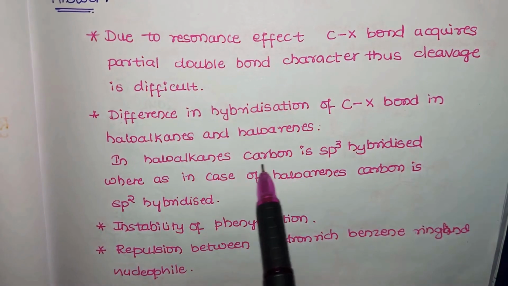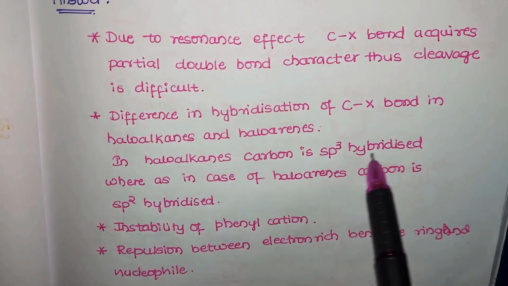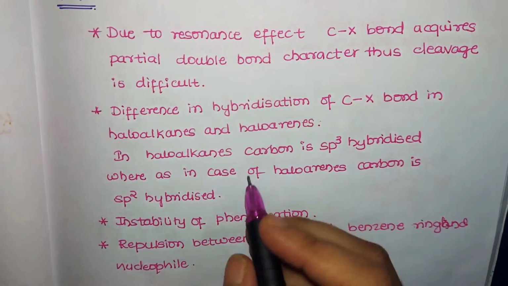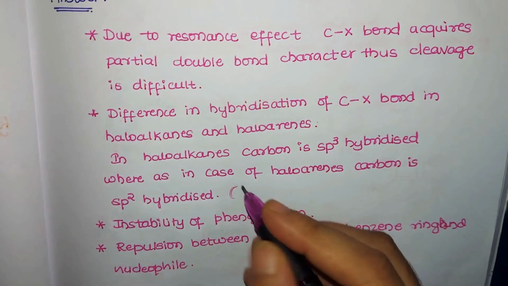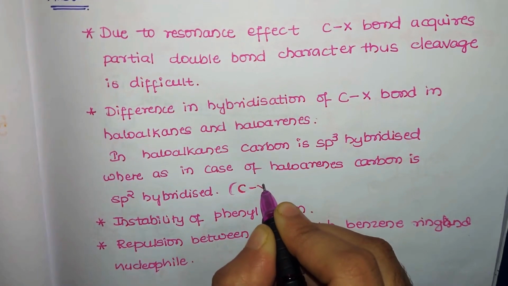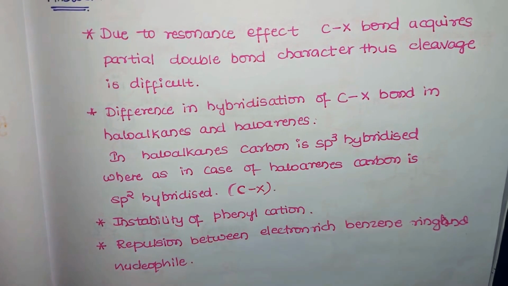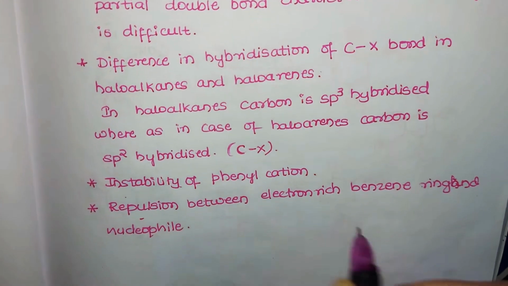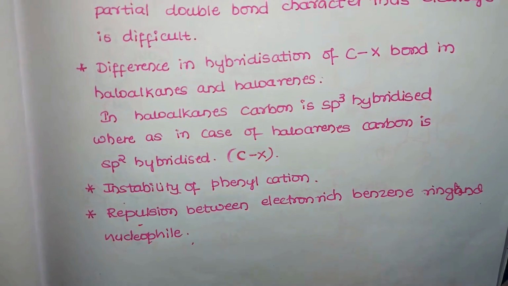In haloalkanes, carbon is sp3 hybridized, whereas in haloarenes, carbon is sp2 hybridized. And here you can remember: is the carbon in the carbon-halogen bond sp3 hybridized or sp2 hybridized? Next is the instability of the phenyl cation and repulsion between the electron-rich benzene ring and the nucleophile.